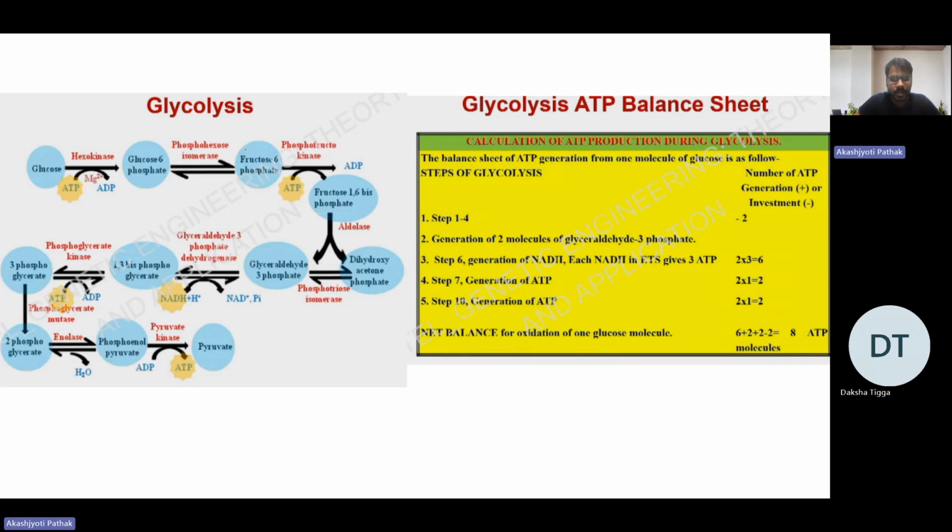So these are the energy requiring steps. The first 5 steps, like glucose getting converted to glucose 6 phosphate, and then your fructose 6 phosphate getting converted to fructose 1,6 bisphosphate. These two steps require energy. So their ATP is required.